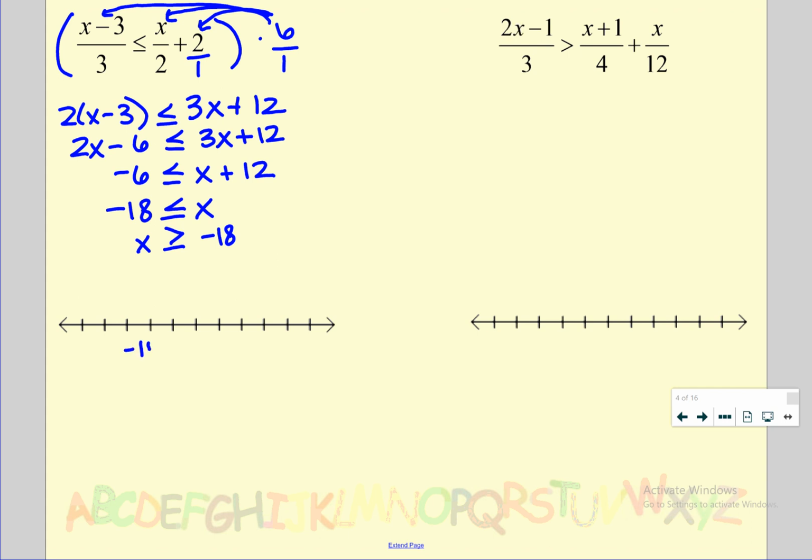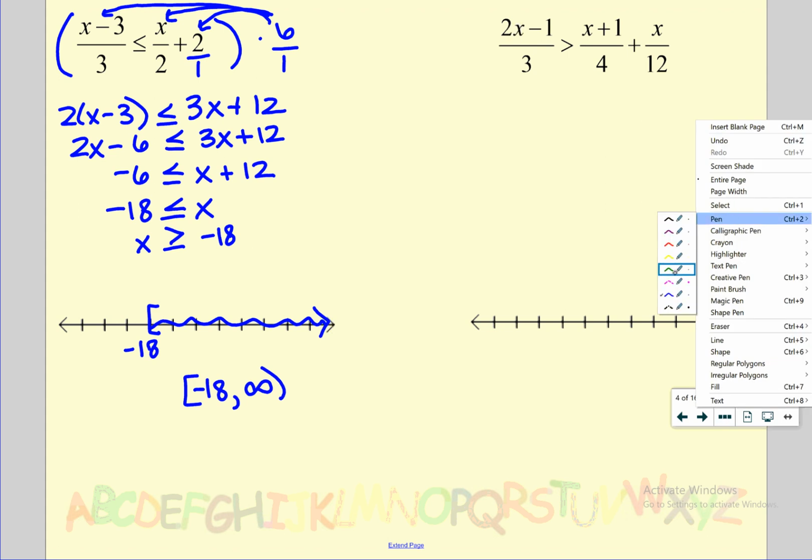So negative 18, it's a bracket because it's equal to, greater than, shade to the right, and then in interval notation that would look like negative 18 with a bracket. Infinities are always parentheses. All right, you guys try the next one real quick. Multiply by a least common denominator, reduce, and solve. And we'll put the answer up in a minute.